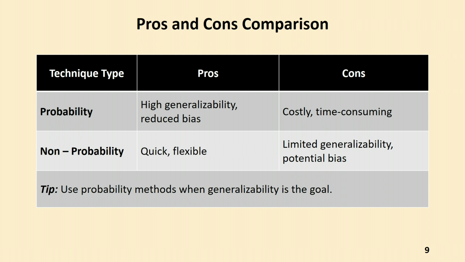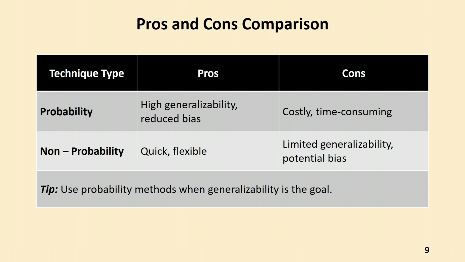Next is costly, time consuming. This is the issue with probability sampling. It is costly and time consuming because, first of all, it takes more time, because you are giving equal opportunity to all the components of a sample population to be selected as a sample. So definitely it takes more time as compared to non-probability, and since it takes more time, it is costly also.